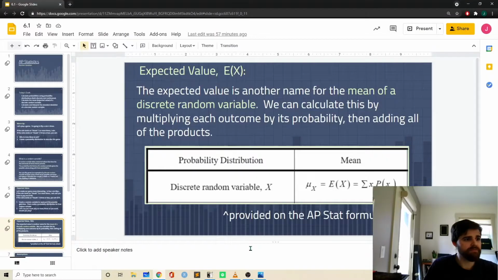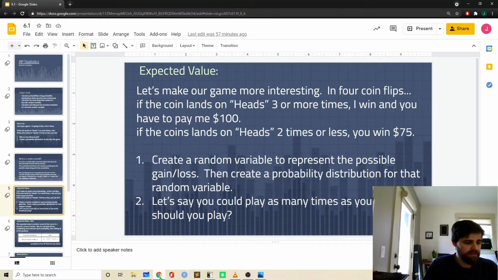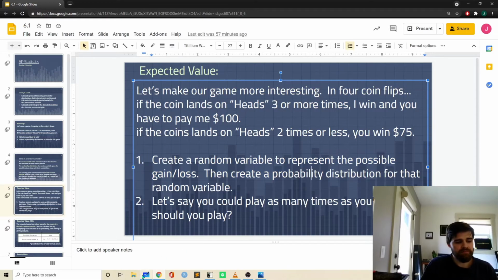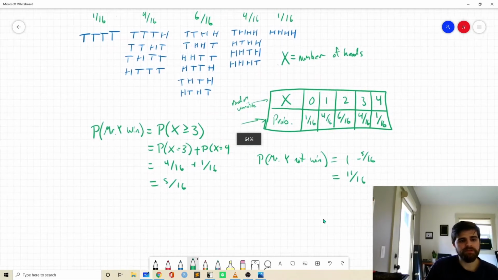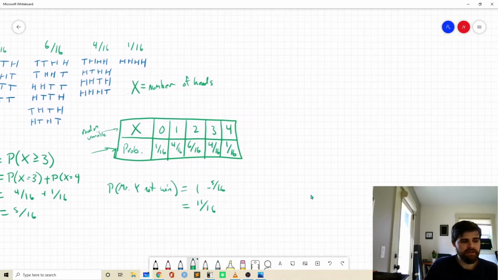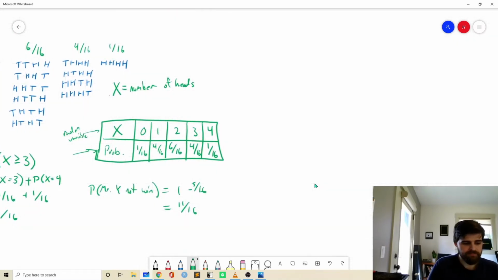Okay, so let's take a look if we can create a random variable to represent the possible amount of money that we could win or lose. So we're going to use what we already know to create a new random variable. And we've already used x here. So this one I'm going to call y. So y is the amount of money gained or lost.